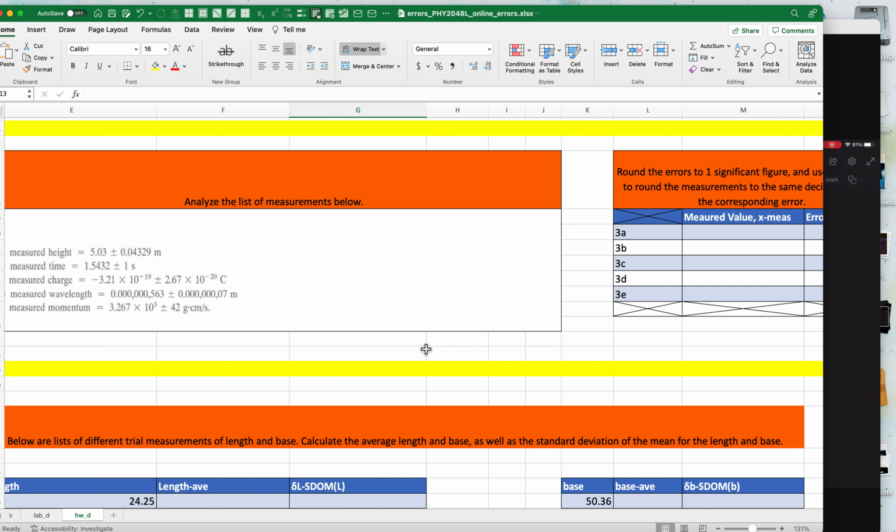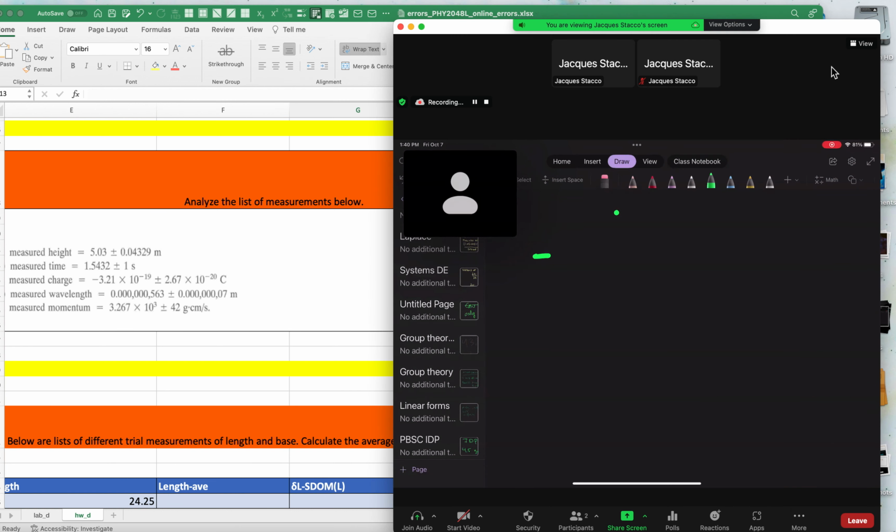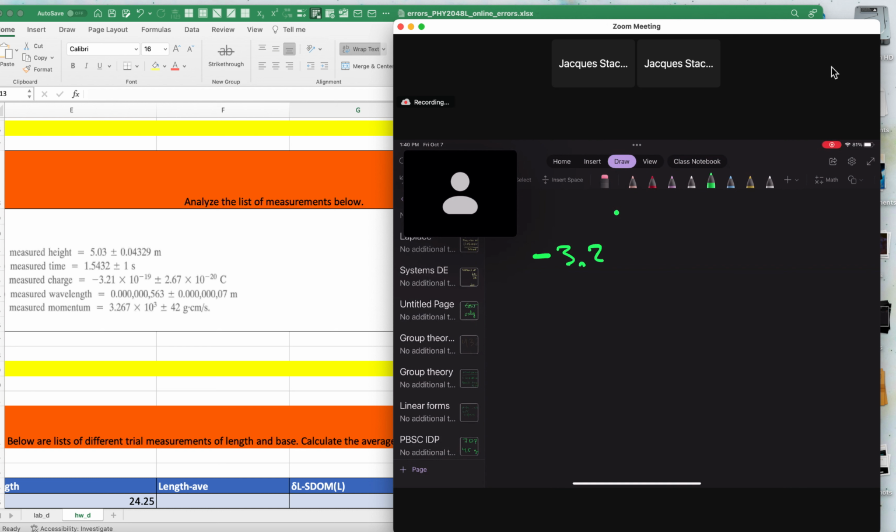What you're given is minus 3.21 times 10 to the minus 19, plus or minus 2.67 times 10 to the minus 20. Whenever there's scientific notation, before you can start rounding to one sig fig, step 1 is to make sure that both numbers have the same power of 10.